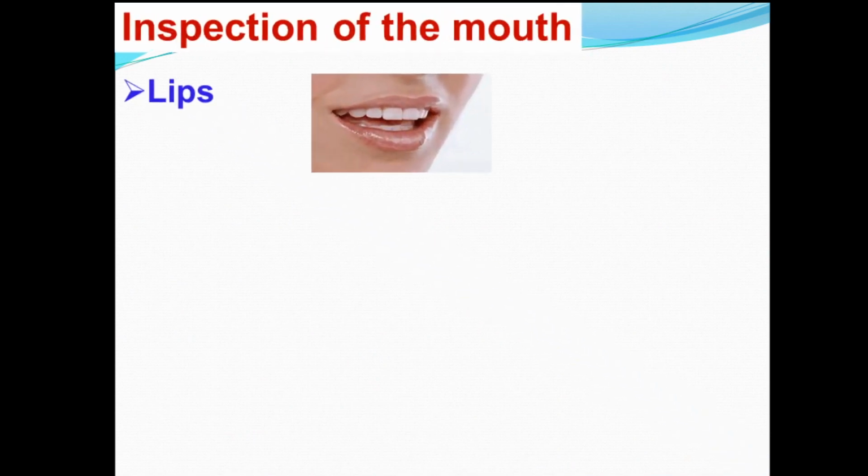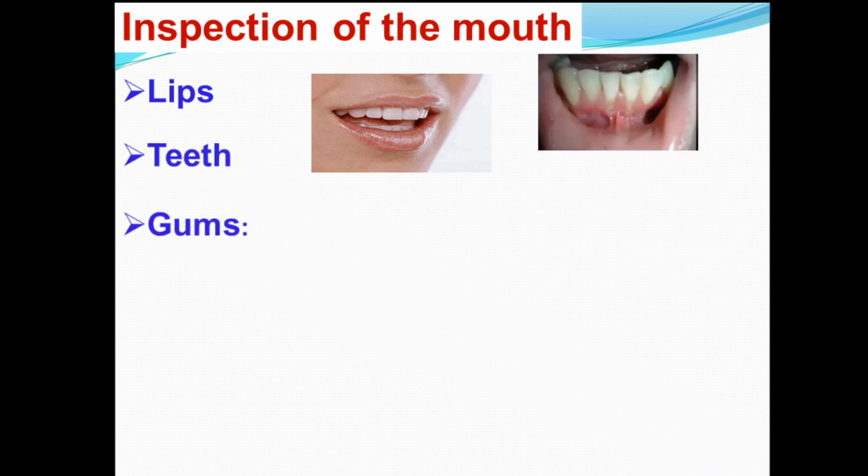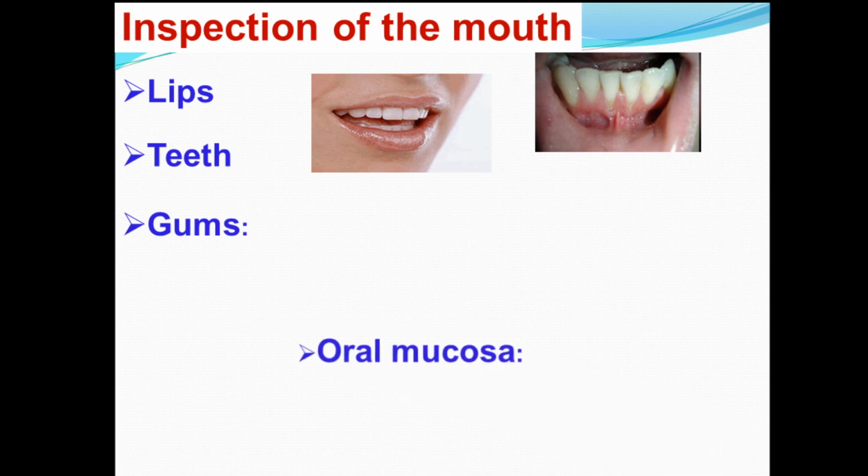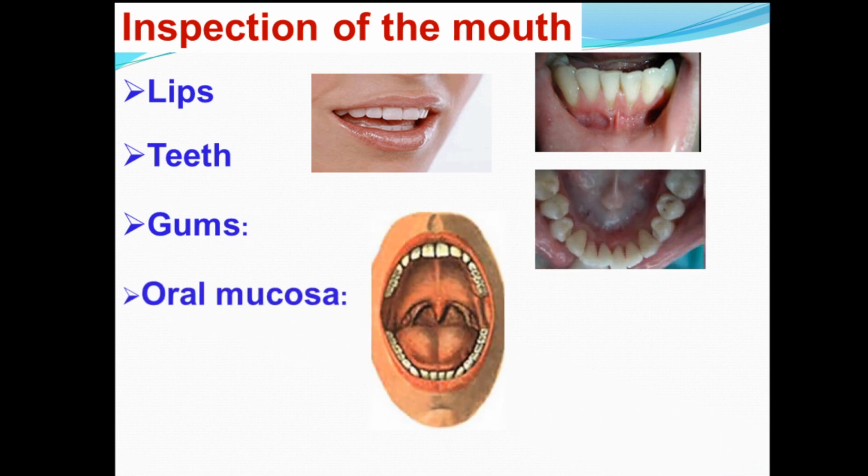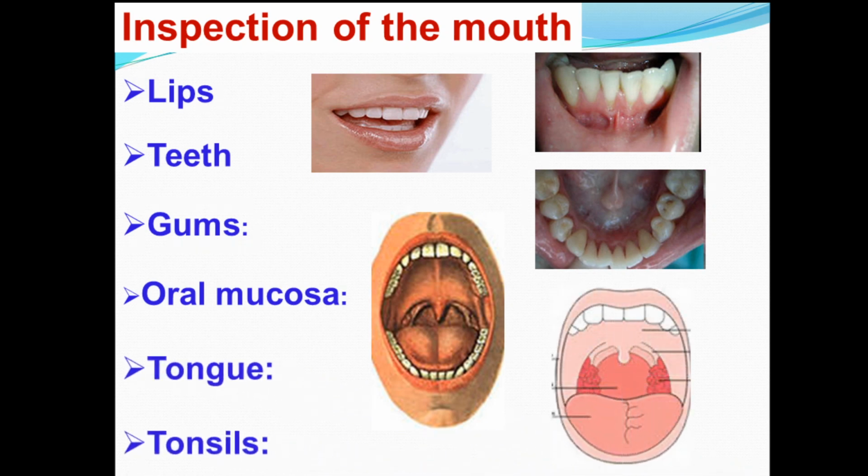Inspection of the mouth is included in exam questions, and I'll pay your attention to the order of mouth inspection. We'll start from the lips. We remember our principle from up to down. Then we'll examine teeth and gums. Pay attention to oral mucosa, obligatorily as the patient opens the mouth. Examine his tongue and tonsils.